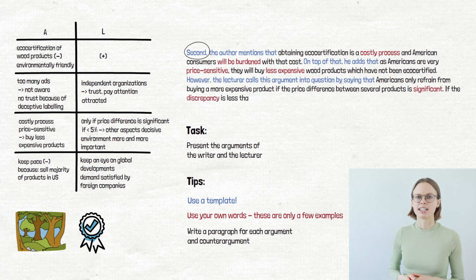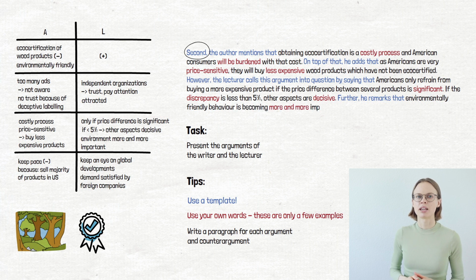If the discrepancy is less than 5%, other aspects are decisive. Further, he remarks that environmentally friendly behavior is becoming more and more important for Americans." If you have a look at the article and the lecture, you can see that I rephrased the argument and the counter-argument. Let's get to the last argument of the writer.